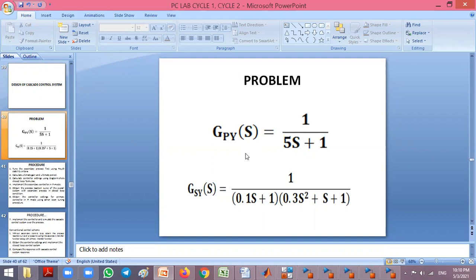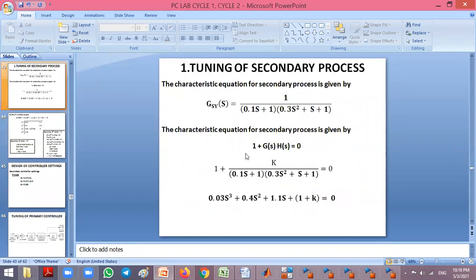So first, in this design, what we have to do is tune the secondary process first. The secondary process given here is 1 by 0.1 S plus 1 into 0.3 S squared plus S plus 1. We are going to do this manually, theoretically. We can do it by simulation also, but it will be time consuming, so we are going to do it in a theoretical approach.